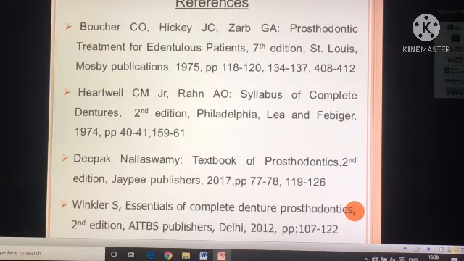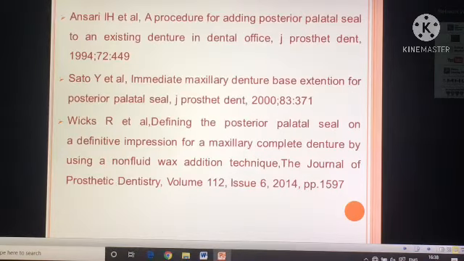So these are the references from which I have made this. These are some of the articles based on adding the posterior palatal seal to an existing denture. If you need any of the articles in detail, please do message me in the comment section.